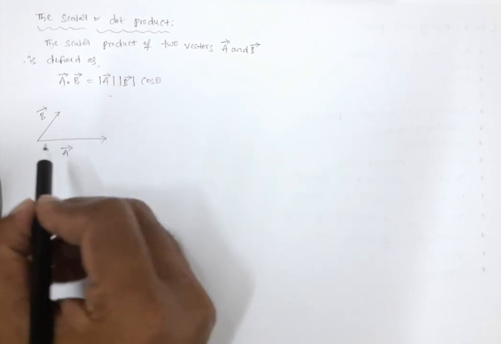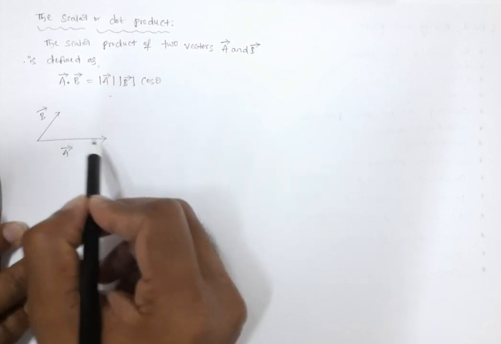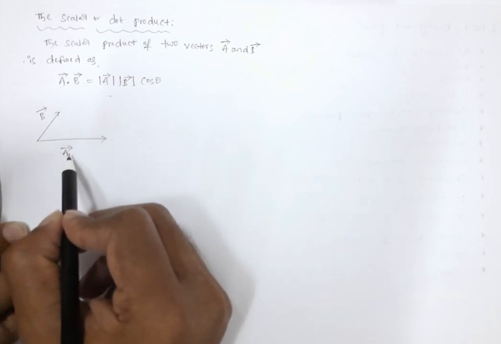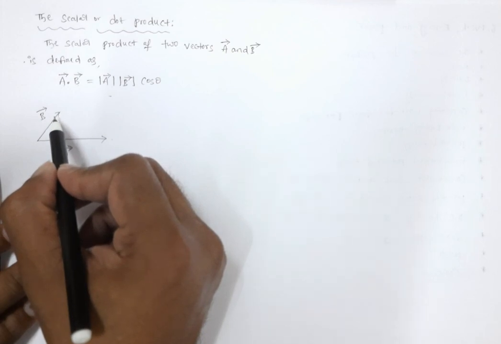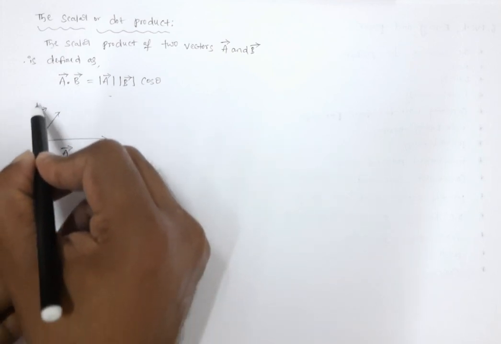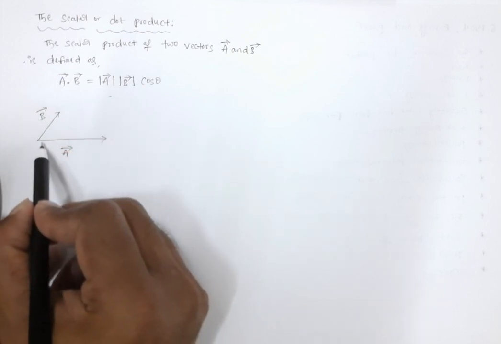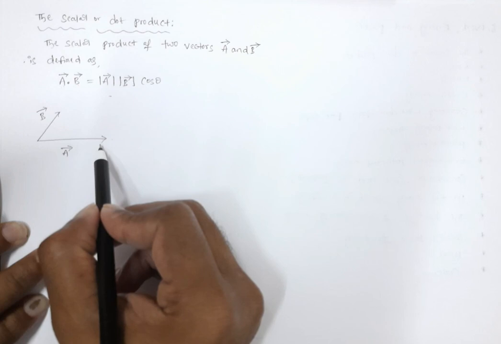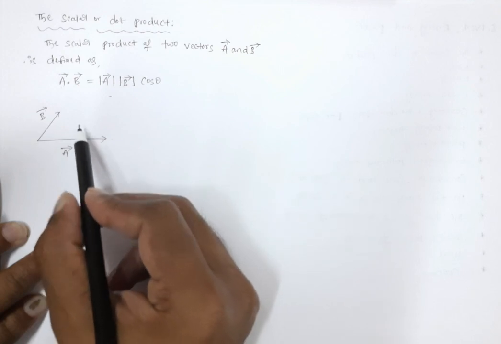So now what we do is, we take a bar this way. Now take the parallel component of b with respect to a. That means this b bar can be resolved into two components. One is parallel to a bar and another one is perpendicular to a bar. So we take a bar and the parallel component of b bar in the direction of a bar. Then this product is called the dot product.